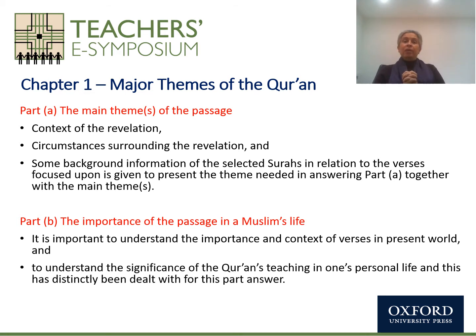For Part B, the importance of the passage in a Muslim's life. How are those passages that they have studied and written the theme of relevant to Muslims today is what is needed. For example, if a student is writing about Surah Kawthar, the theme is that it was sent as a consolation to the Prophet when his son passed away, and the Quraysh were mocking him and calling him Abtar, someone with no legacy, and Allah comforts him and tells him how He protects him and how He has given him kawthar, or abundance.